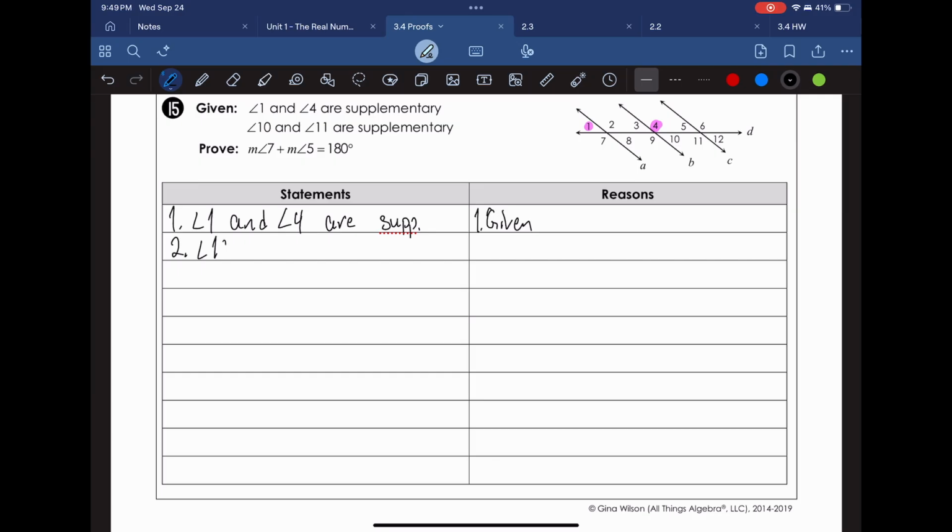Your next statement would be angle 10 and angle 11 are supplementary.